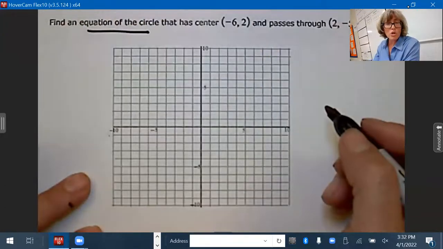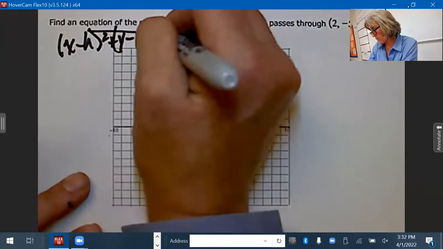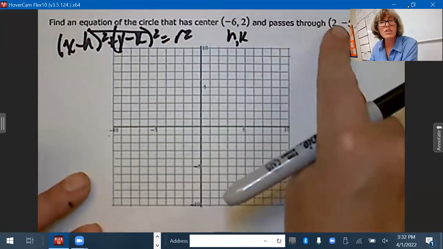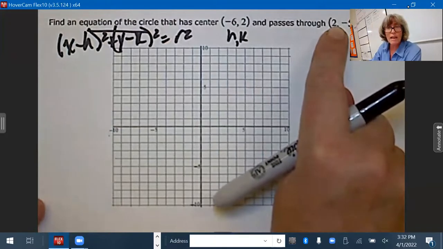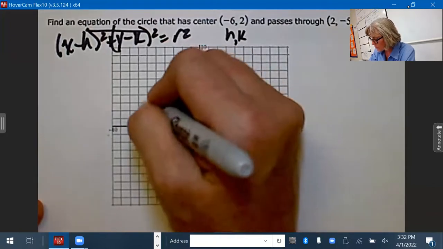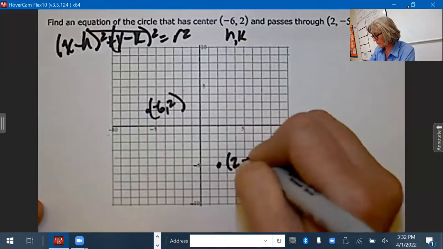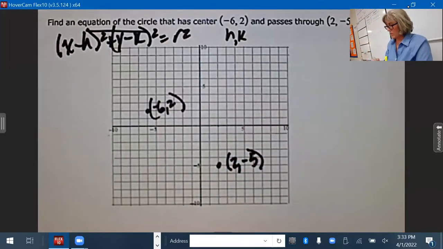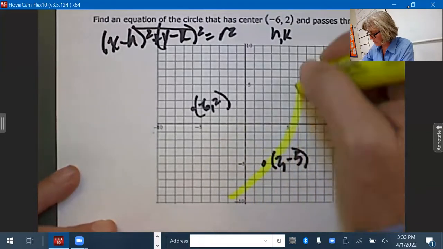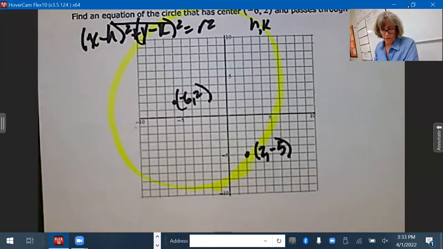Find the equation of a circle. When we say equation of a circle, we mean this. That has a center of -6 and +2. Once again, that's already your HK, but passes through this point. So what that looks like visually is this. -6, +2 is the center of my circle. Then I have this passes through, +2, -5. That means that my circle goes through this point. My circle is going to look something like this. So that's my circle. Don't worry for the fact that it goes off the graph.